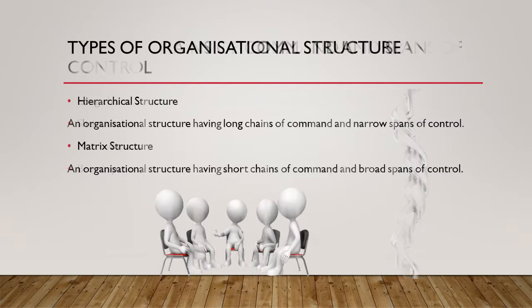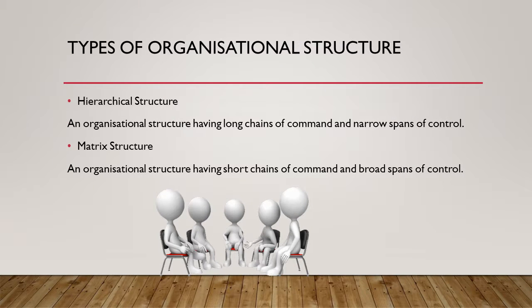There are two types of organizations, or two types of organizational structure. An organizational structure having long chains of command and narrow spans of control is called hierarchical structure, vertical structure, bureaucratic structure, or tall structure. An organization having long chains of command and narrow spans of control is called a tall structure, or a hierarchical structure. It is also called a bureaucratic structure, or a vertical structure.